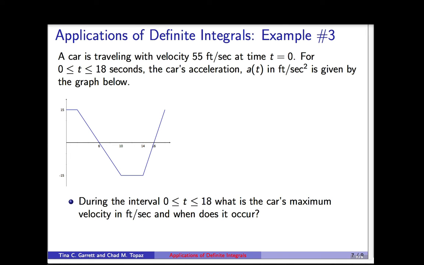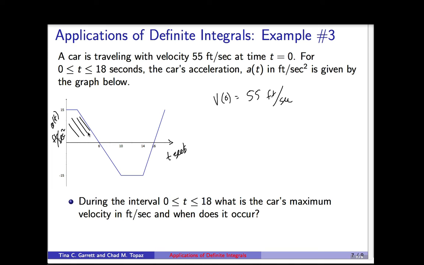Okay, third part of the question. During the interval from time 0 to 18, what's the car's maximum velocity, and when does it occur? So this is actually a really interesting question, and if you again think about this in standard terms, t is in seconds, we start out traveling at 55 feet per second, so your velocity at time 0 is 55 feet per second. Your acceleration is 15 feet per second squared. It's less here, but your acceleration is still positive. You're still speeding up for this whole time.